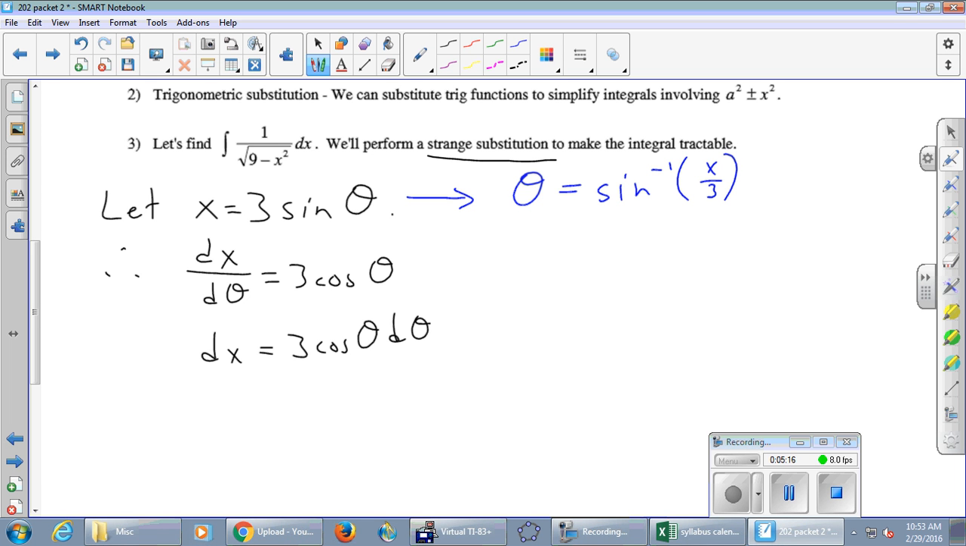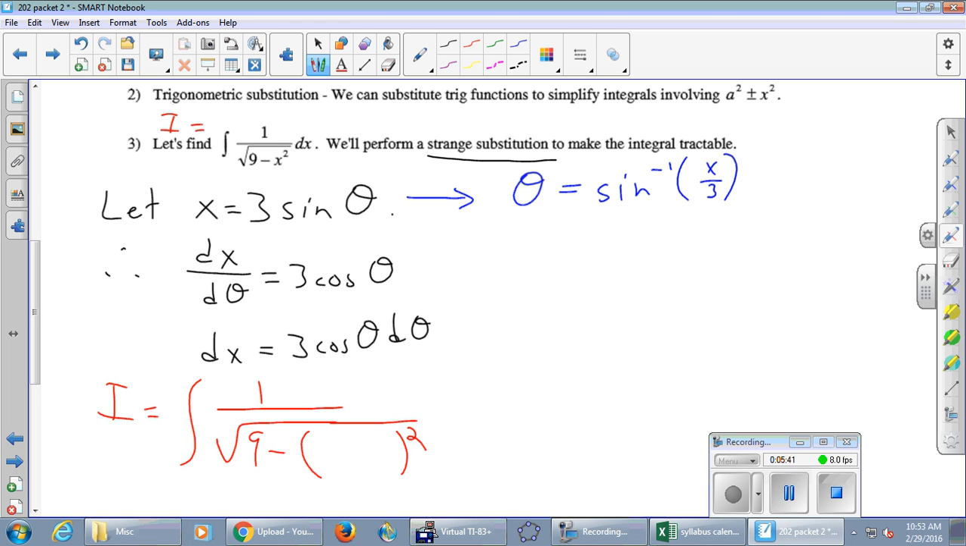Okay, now it's time to start substituting. We've done all this work. It's not clear how it's going to help us, but let's at least see what the new integral becomes when we do all our substituting. So here we go. The original integral, again, we'll call it I, is equal to the integral of 1 over the square root of 9 minus, I'm going to put some blank parentheses squared.